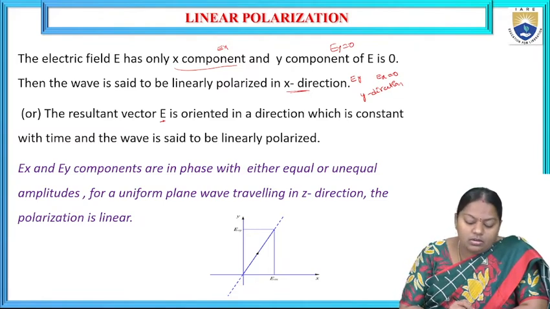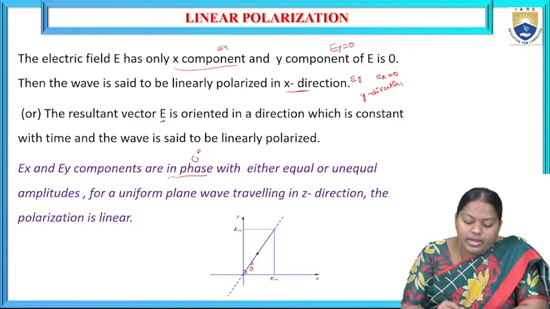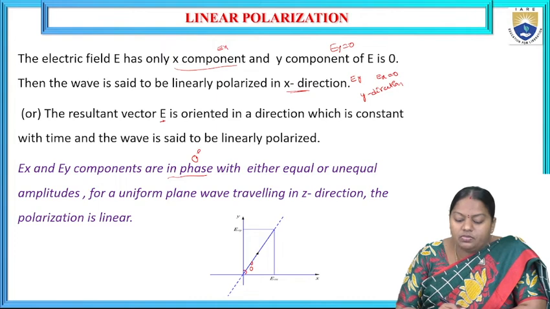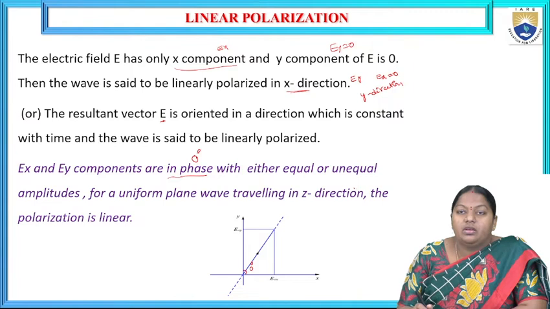Or in short, by combining these two, we can say Ex and Ey components are in phase. That means exactly the same, no? Then the angle between the two is exactly equal to 0 degrees. Ex and Ey components are in phase means the two differ by 0 degrees of phase, with either equal or unequal amplitudes.